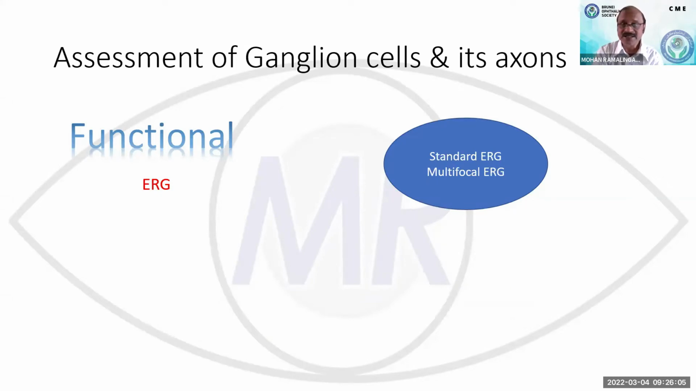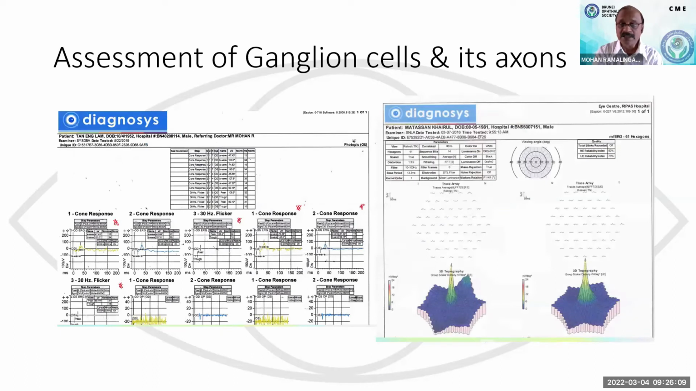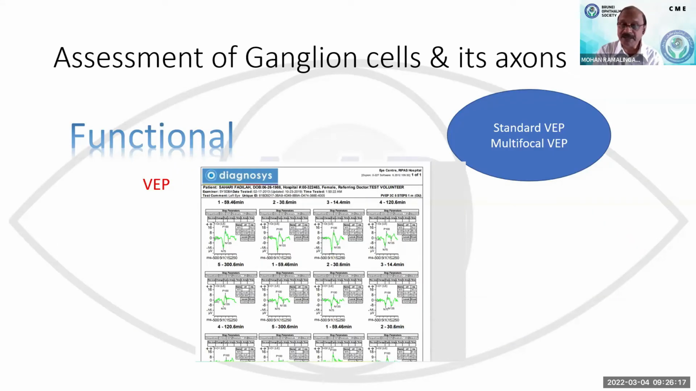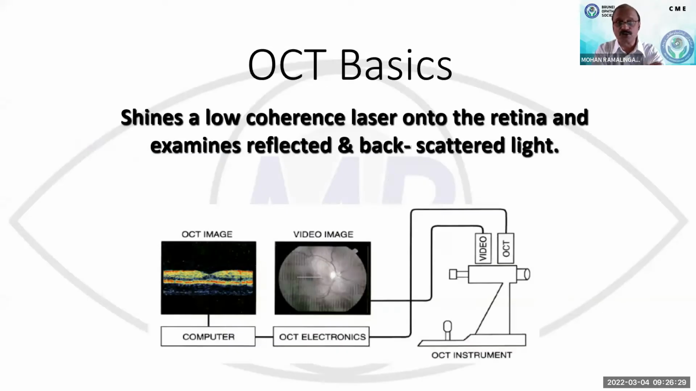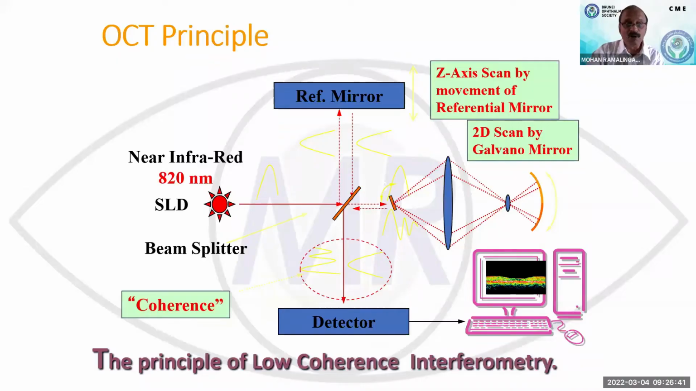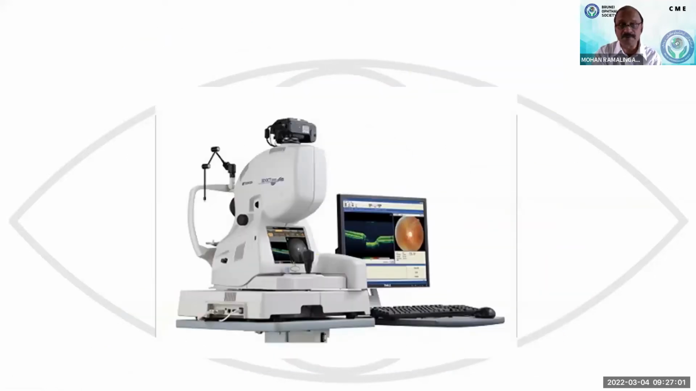And of course, there is ERG, the standard ERG and multifocal ERG. Each point of the retina can be assessed by multifocal ERG, and of course VEP and multifocal VEP. For structural imaging, of course neuroimaging, and optical coherence tomography. What is optical coherence tomography? It shines a laser light into the retina and dissects the retina at various levels and gives images. It shines infrared light into the retina, it gets reflected back, the images are captured and processed, and each layer of the retina is given. This is the OCT machine that we have.